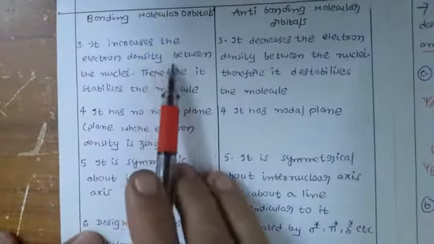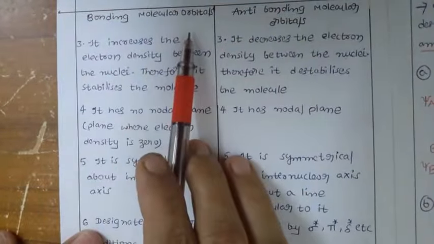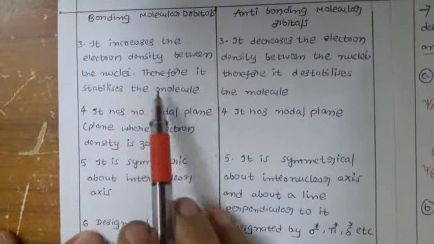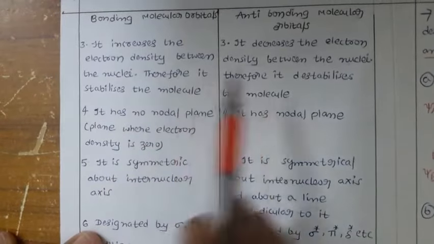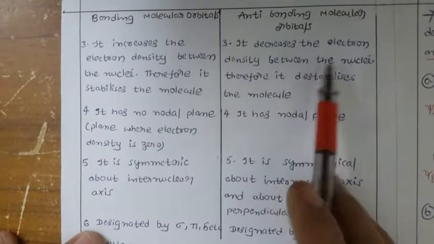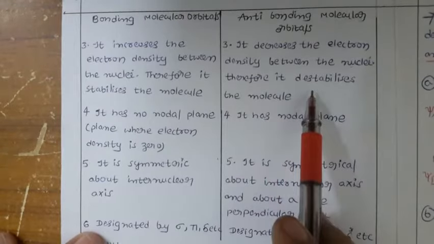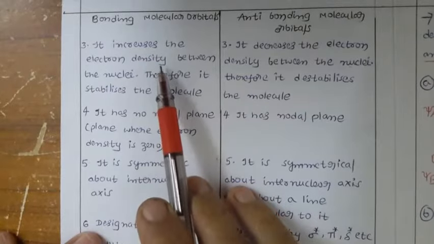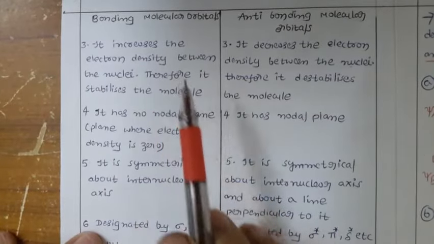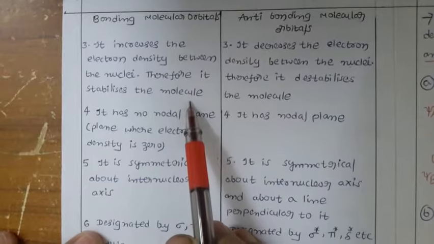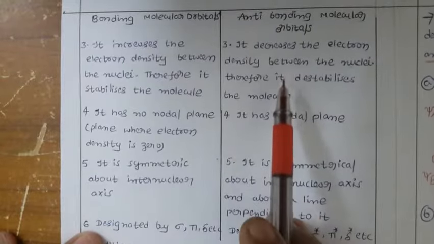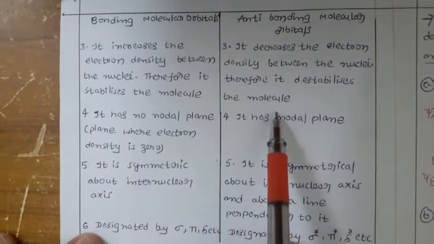Next point: it increases the electron density. In the bonding molecular orbital, it increases the electron density between the nuclei, therefore it stabilizes the molecule. Now come to anti-bonding: it decreases the electron density between the nuclei, therefore it destabilizes the molecule. So if electron density in the bonding molecular orbital increases, it stabilizes the molecule, whereas in anti-bonding it decreases the electron density, so it destabilizes the molecule.